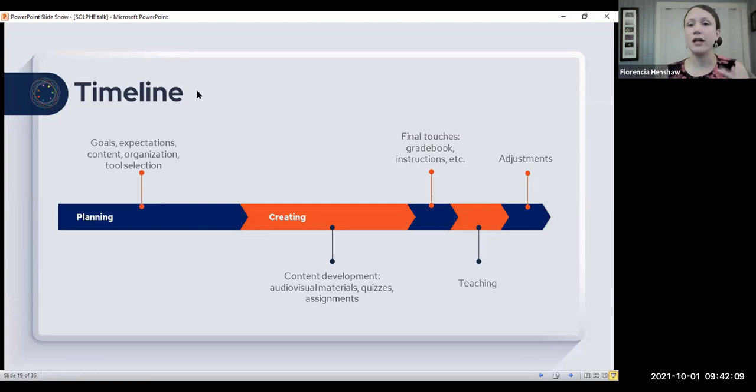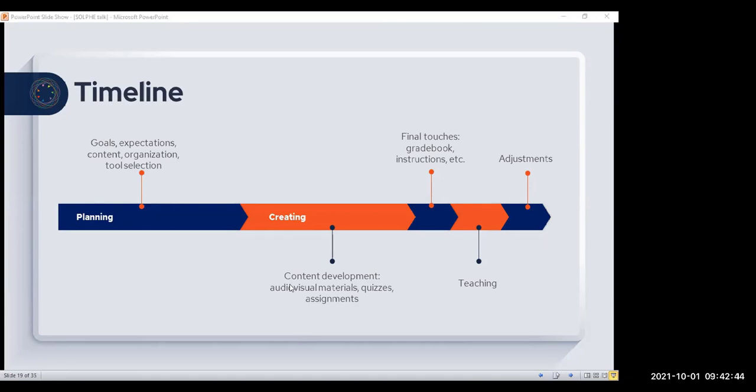Something that I get asked a lot is, what was the timeline? This happened in the middle of a pandemic as we switched in 2020 and all of that was happening. I was right there designing my course, pretending the world kept going. So the first thing that I had to do was to determine goals, expectations, content, organization, and then tool selection. So planning is probably one of the biggest phases of online classes.